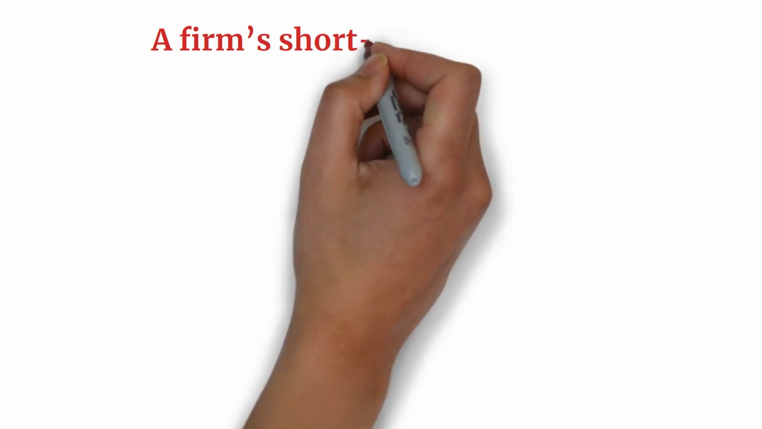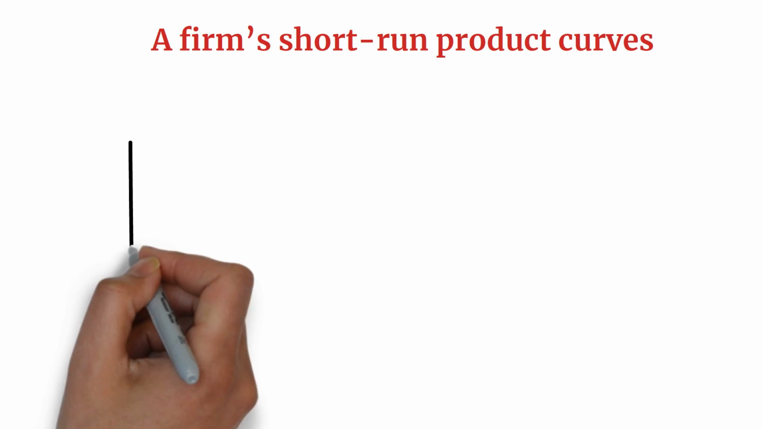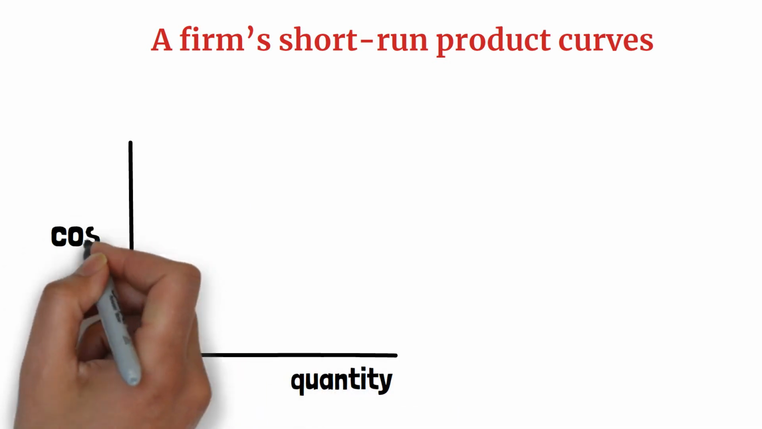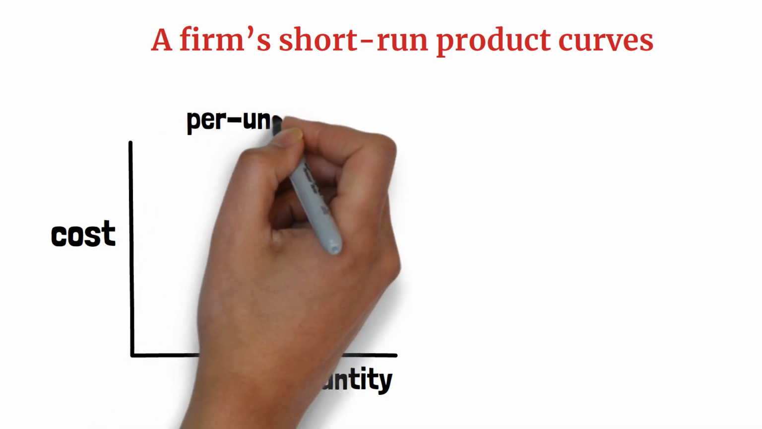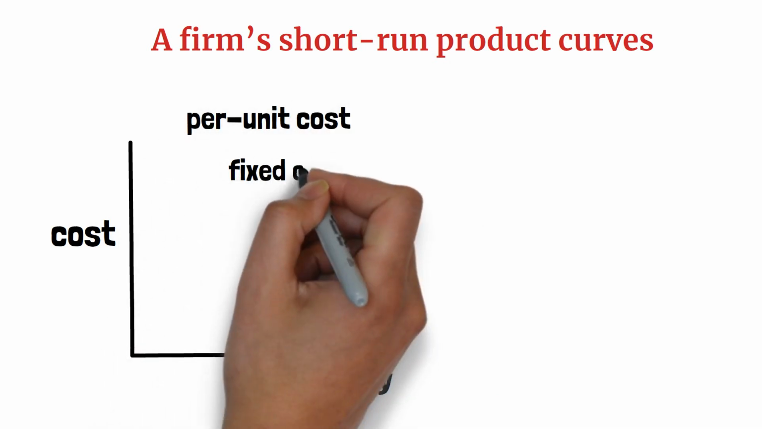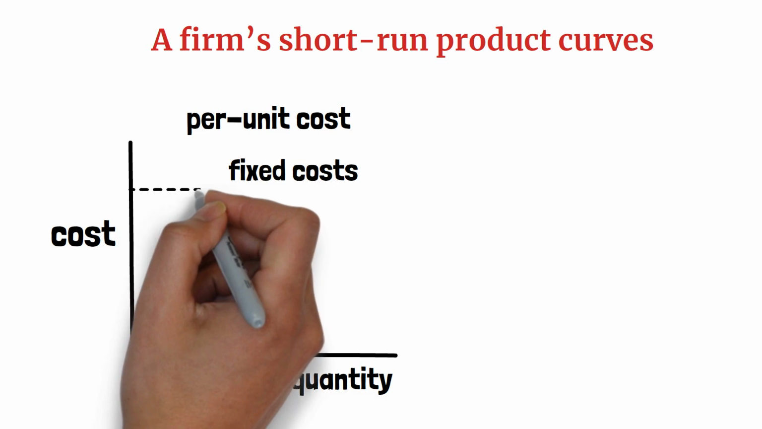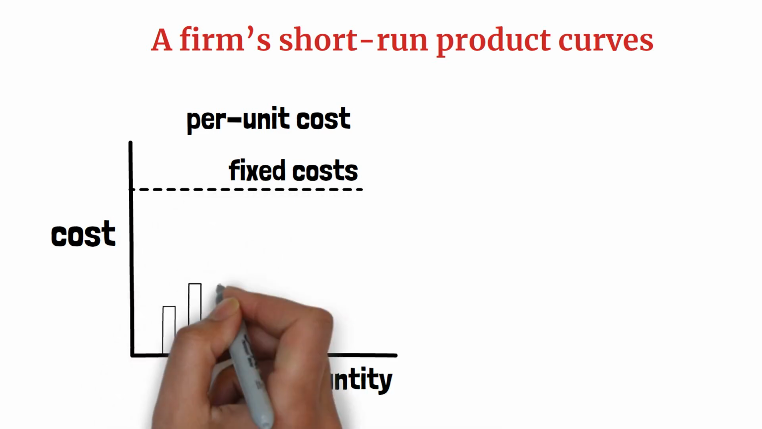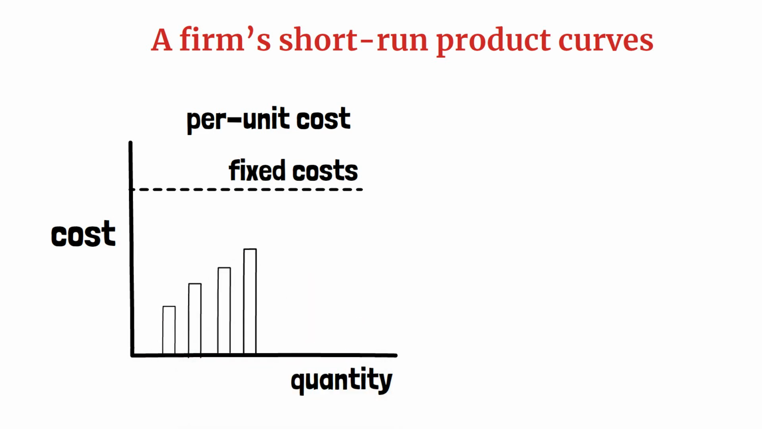A firm's short-run product curves. To calculate the short-run production cost curve, we must know all the values involved to determine the per-unit cost of production. Fixed costs are the costs that remain the same regardless of output. Variable costs change with each unit of output.